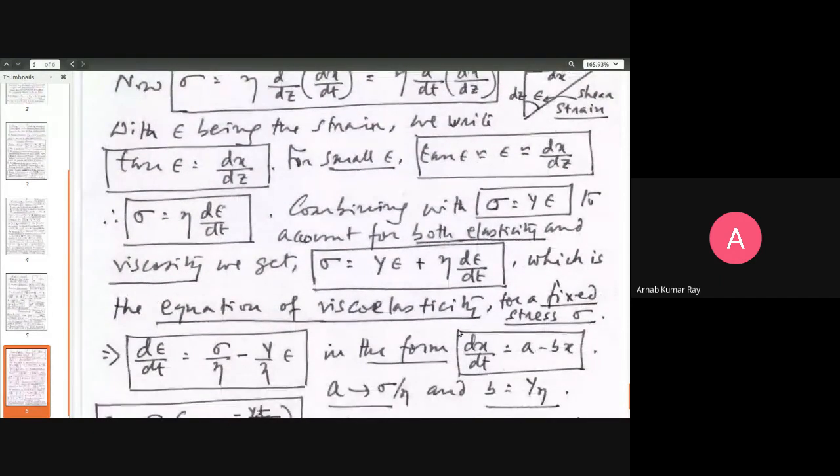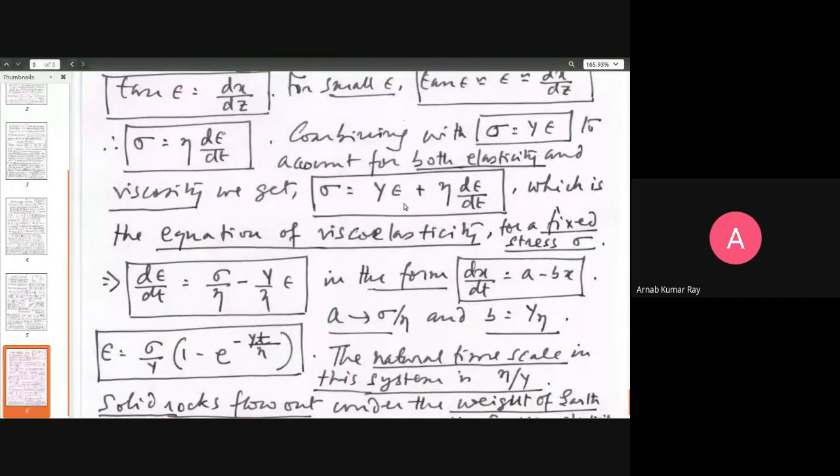Now, let us look at this equation. Epsilon is the strain. That is the one that is changing. And how will it change? Let us see. Epsilon and t. T is also a variable. So what we do now is that we take y epsilon to one side, so sigma minus y epsilon, and then divide throughout by eta, and we will get d epsilon dt is equal to sigma by eta minus y epsilon by eta. Sigma, eta, and y are fixed quantities of this system.